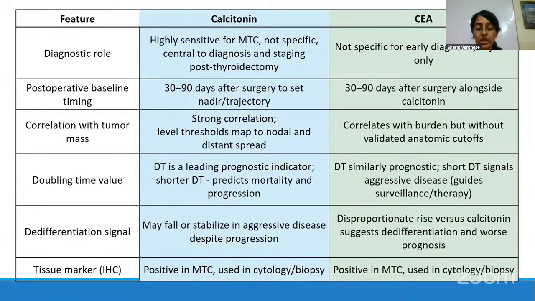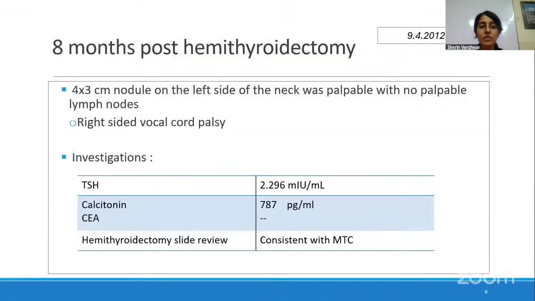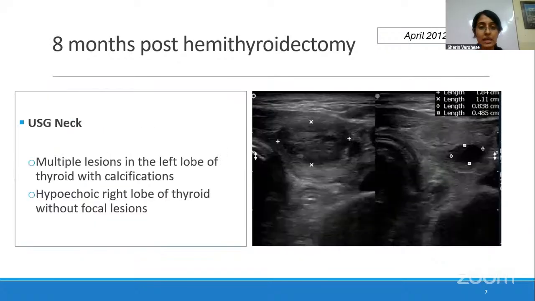They can also be used in IHC staining of the histopathology specimen, and even in the FNAC washout for diagnostic purposes. So our patient came to us 8 months post his hemithyroidectomy, and on examination he was noted to have a 4 by 3 centimeter nodule on the left side of the neck, and there were no palpable lymph nodes. A laryngoscopy showed right-sided vocal cord palsy. He was euthyroid. The calcitonin was elevated at 787, and we reviewed the hemithyroidectomy slide, which was consistent with MTC.